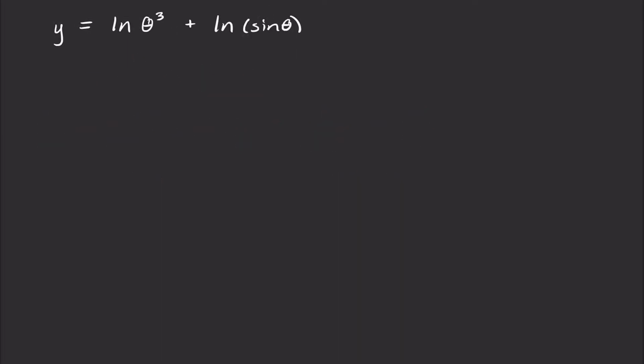Next function, we have y equals the natural log of theta cubed plus the natural log of sine theta. So the first thing I want to do is use my properties of natural logs to rewrite this first term as 3 natural log of theta. And my second term will stay the same.